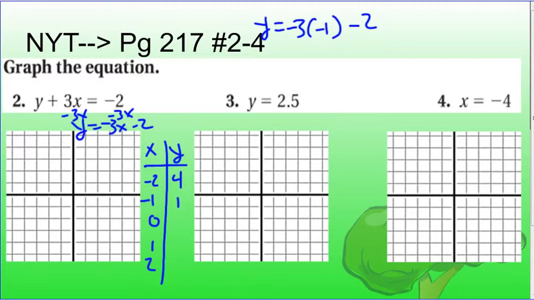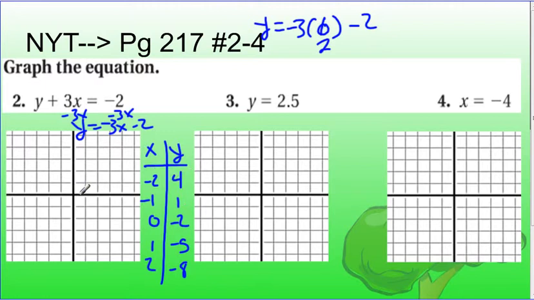Then we're going to plug in a 0. So negative 3 times 0 is 0. 0 minus 2 is negative 2. Plug in a 1. Negative 3 minus 2 is negative 5. And finally plug in a 2. Negative 3 times 2 is negative 6. Negative 6 minus 2 is negative 8. So now we have some points.